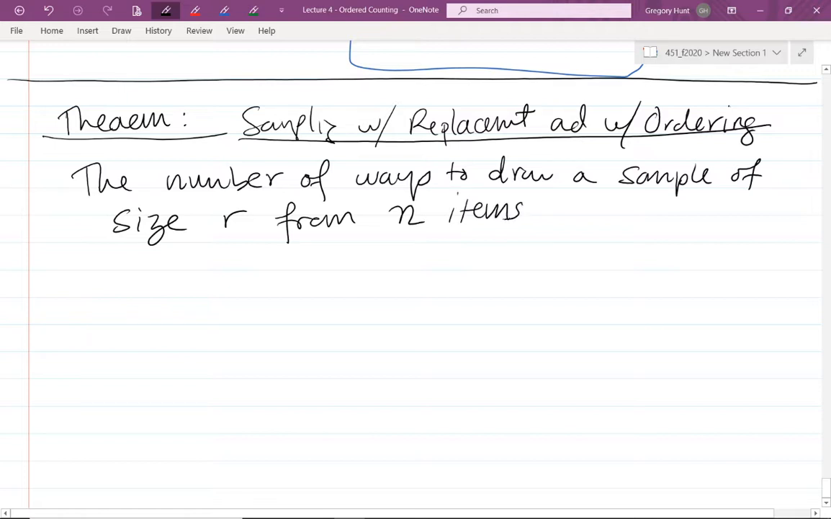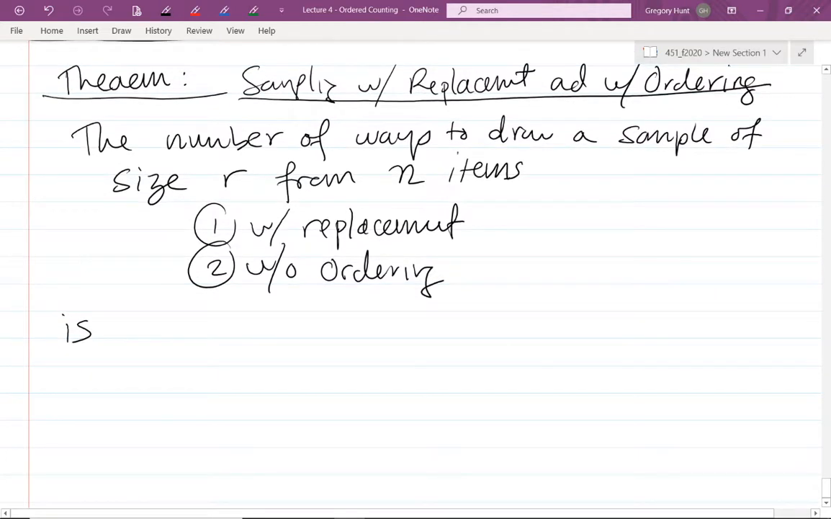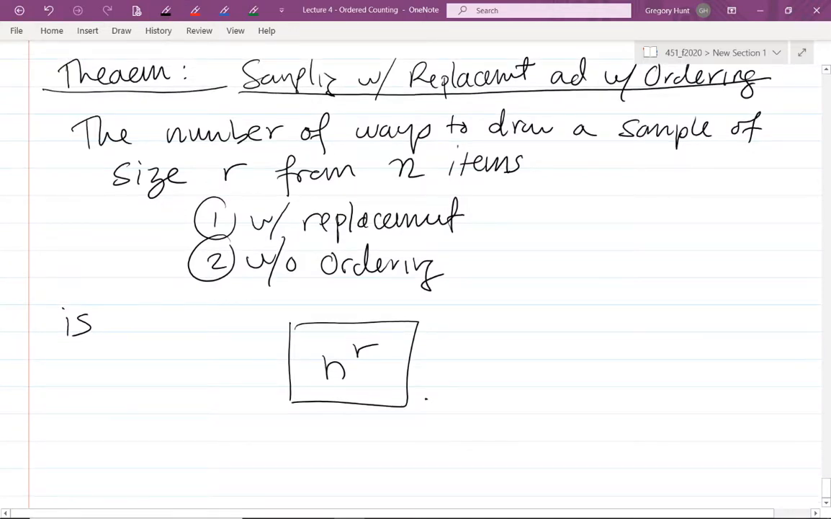The number of things in my sample is r, and I'm drawing that from some population of n items. And we're going to say with replacement and with ordering. The number of ways to draw that sample is n to the r. Period. That's a much more succinct way of writing the theorem. So my claim is that if I want to draw r items from n, I care about the order in which I draw them, but I'm going to replace them after each sample I draw, I can do that in n to the r ways.